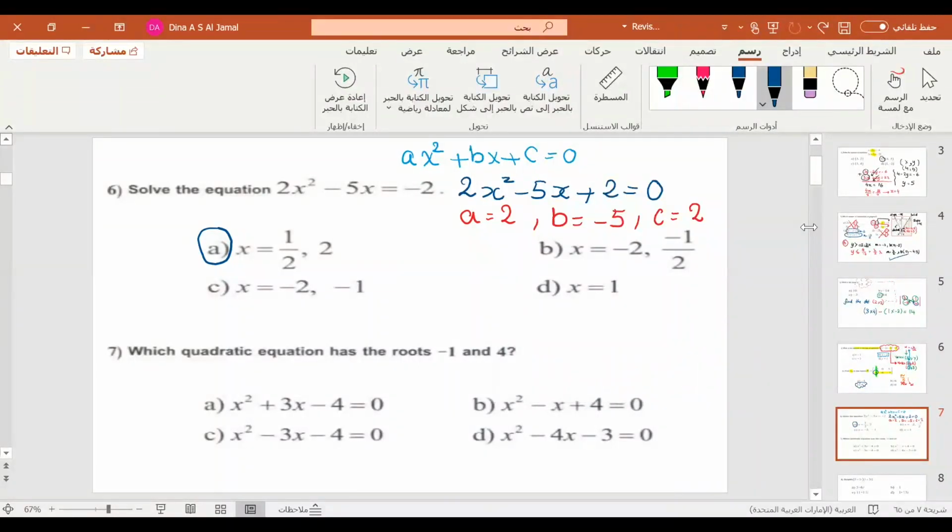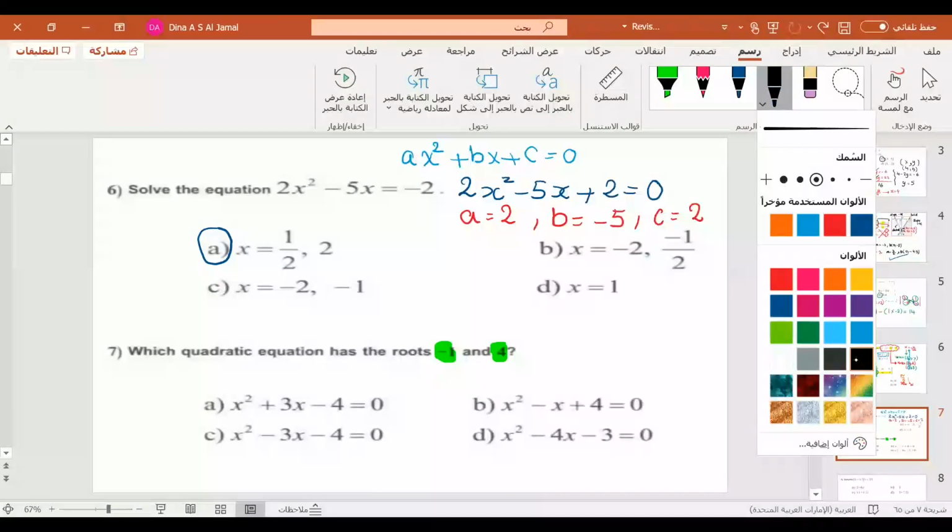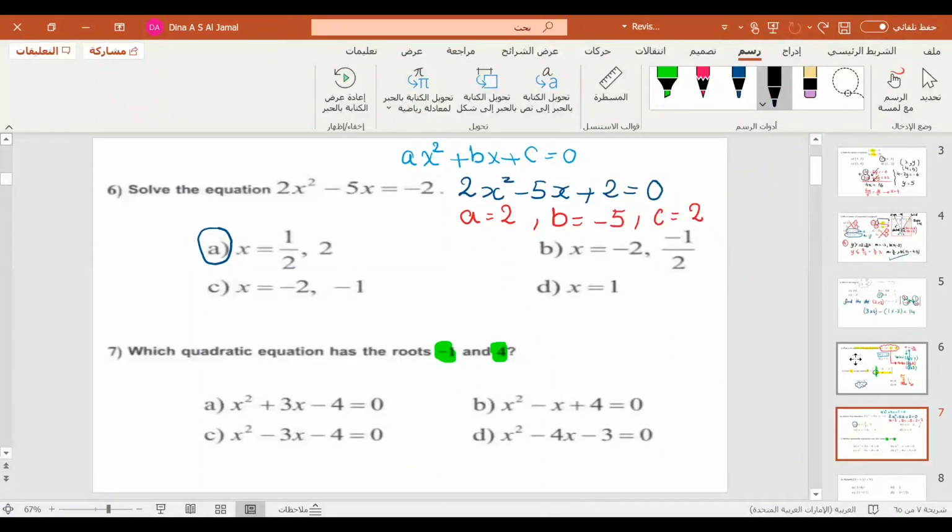Now, he's asking you which quadratic equation will be having the roots of -1 and 4. Now he gave you the roots already. And he wants you to know what is the quadratic equation that will give you these roots. So whenever you are given the roots, just write it in the form (x minus x1)(x minus x2), and use the FOIL method, and this here will be your f of x. Then FOIL method.